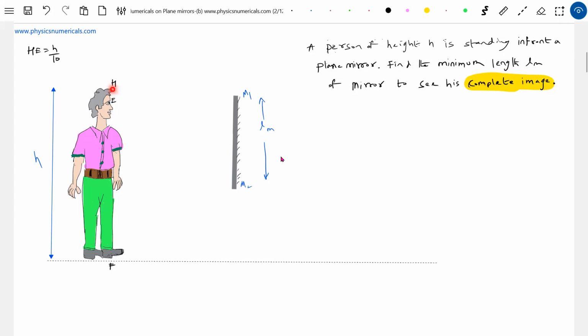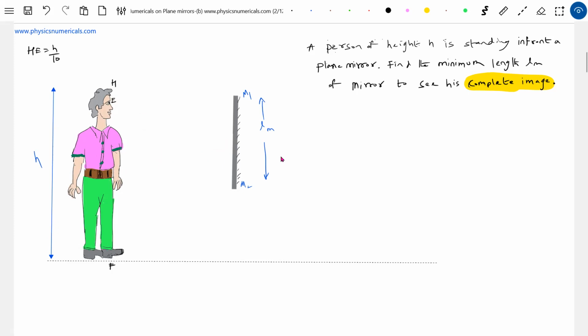So the distance from the head to the eye will usually be one tenth of the height of the person, is what we are assuming. Let h be the height of the person. What will be the length of the mirror? What is the basic necessary condition here? To see his full image, the rays emitted by the foot, after striking the mirror, should enter the eye. Then he is able to see the foot. The rays emitted by the head, after striking the mirror, should enter the eye. Then he is able to see the head. What about the other parts? Yes, the other parts also.